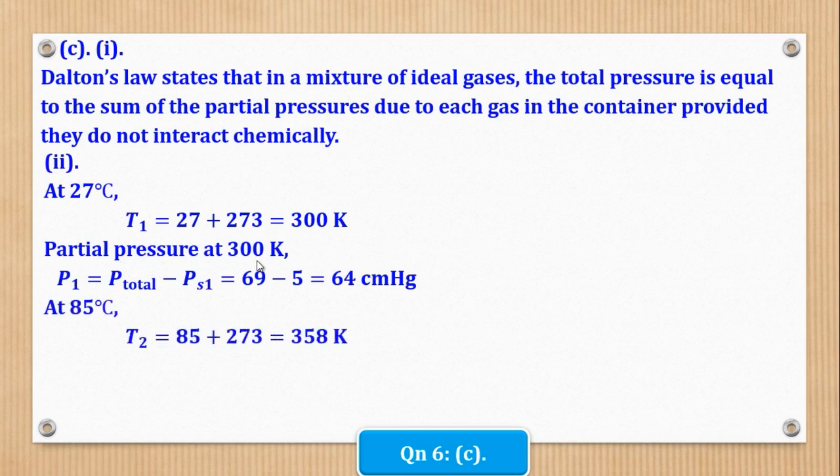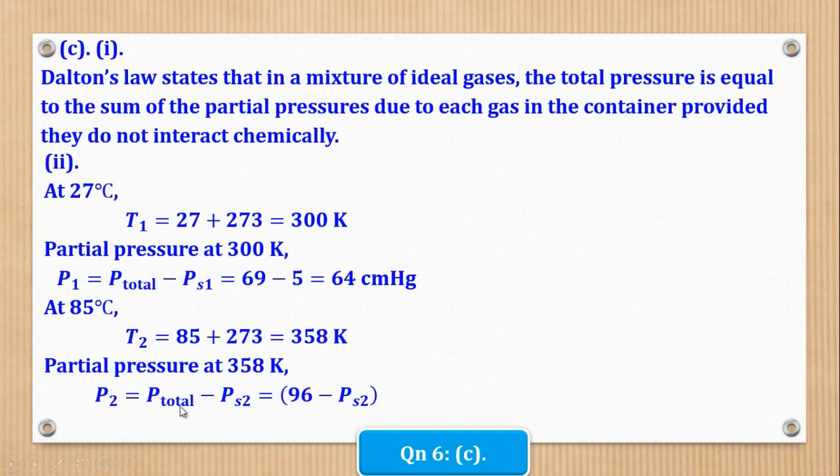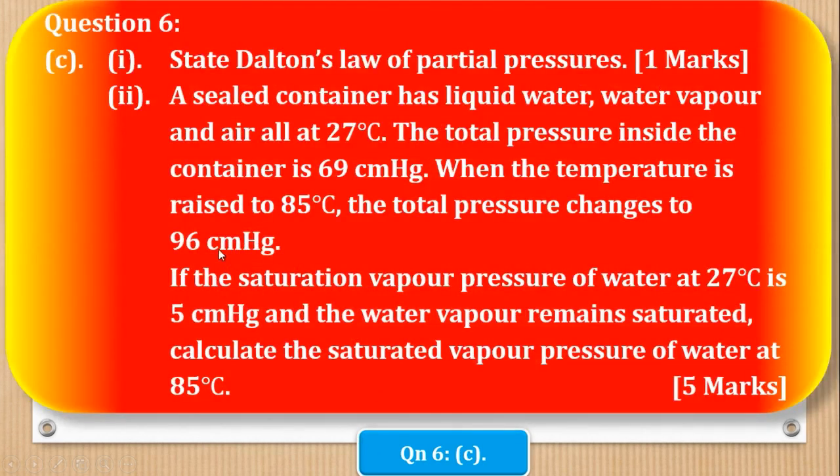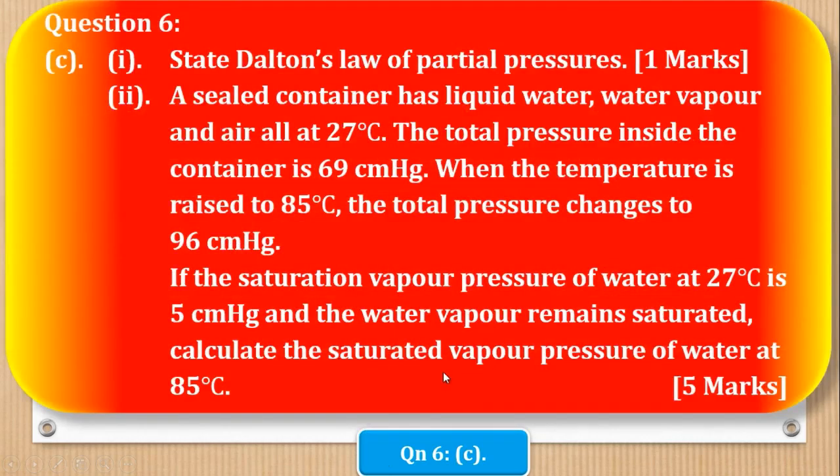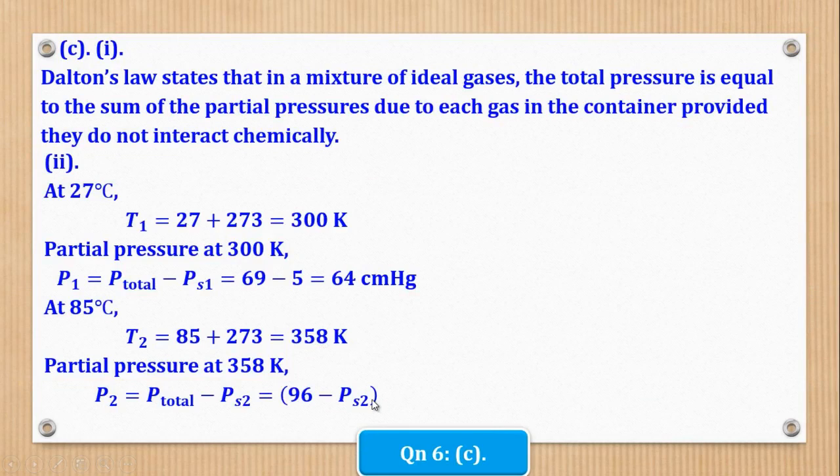Next is at 85 degrees Celsius. You convert it to Kelvin to come up with 358 Kelvin. After that, we get the partial pressure at that temperature, which is equal to total pressure minus saturated vapor pressure. Total pressure we know as 96 centimeters of mercury, but saturated vapor pressure we don't know, and it is the one they want in the question. So let it be PS2. Then we quote the formula for ideal gases, that PV over T is equal to a constant, therefore P1 V1 over T1 is equal to P2 V2 over T2.